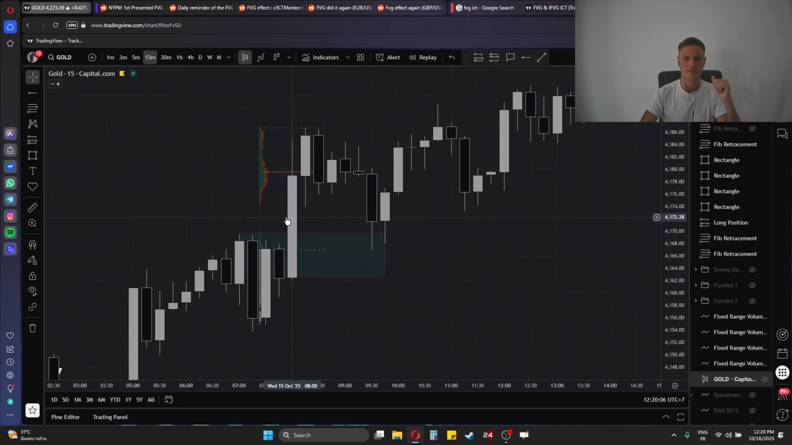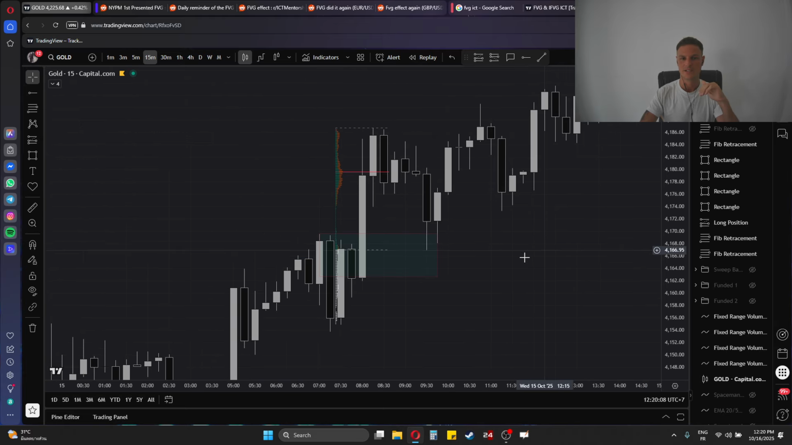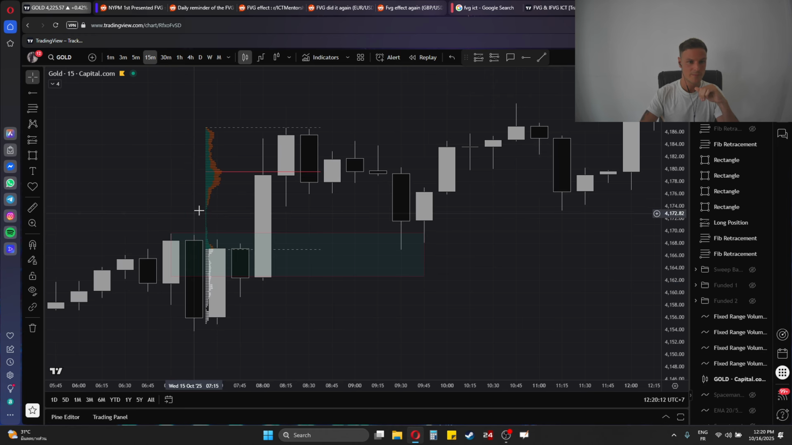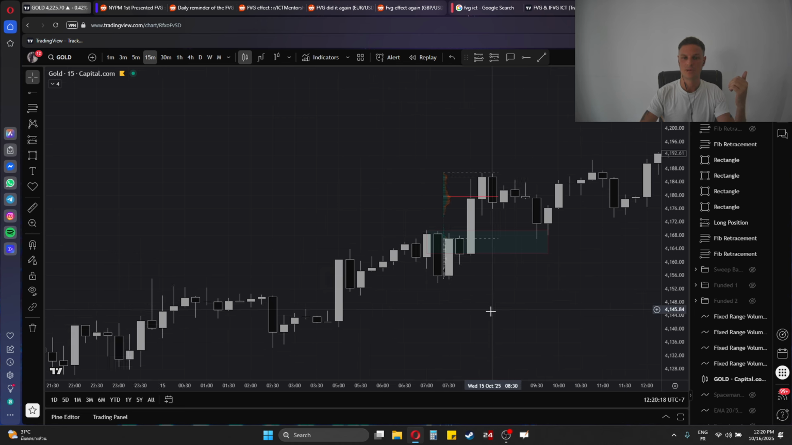We fill the FVG, we just slice through it. It's got no power. You know what? You look at this fixed range here of volume, we see a lot of volume here, but here there is zero volume in this area. So of course it's going to be sliced through, okay?